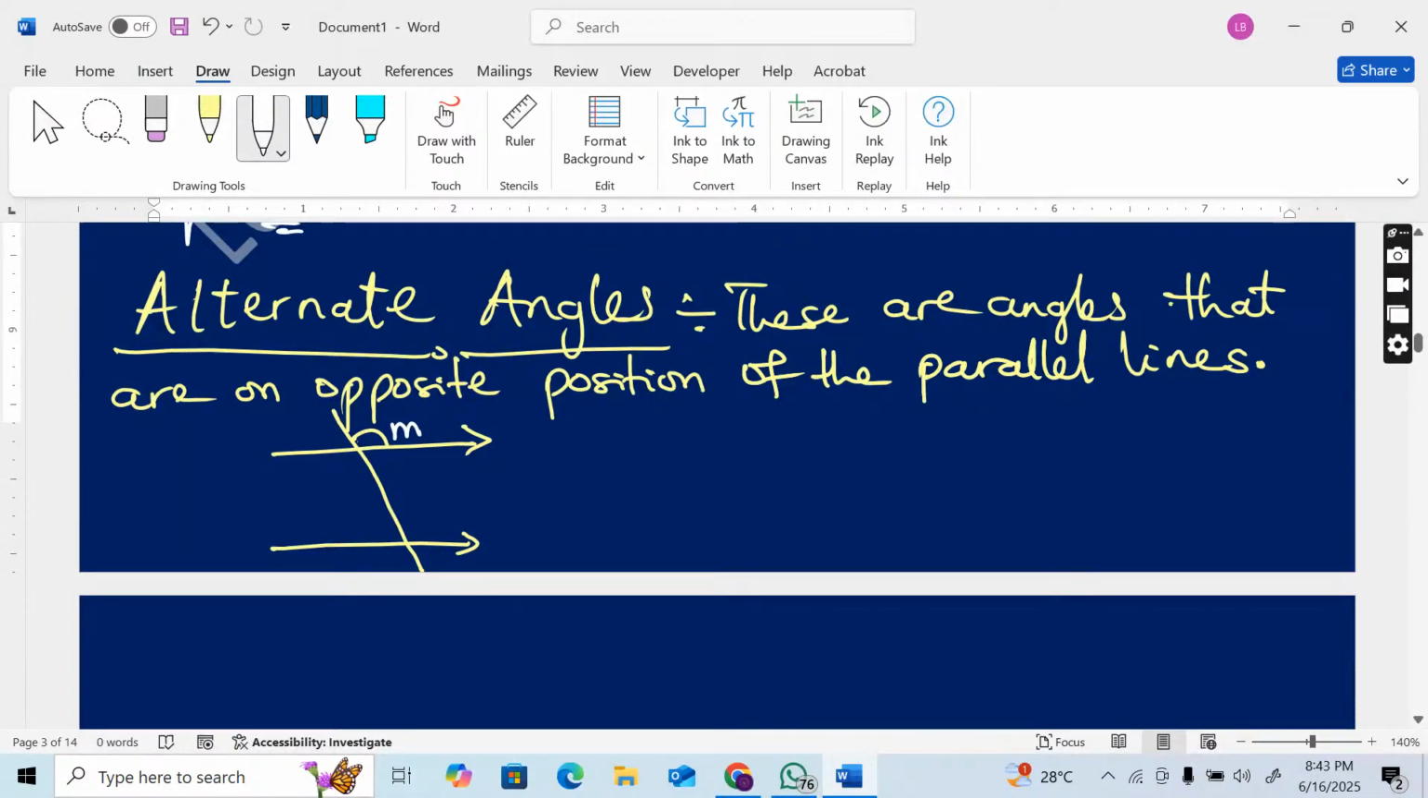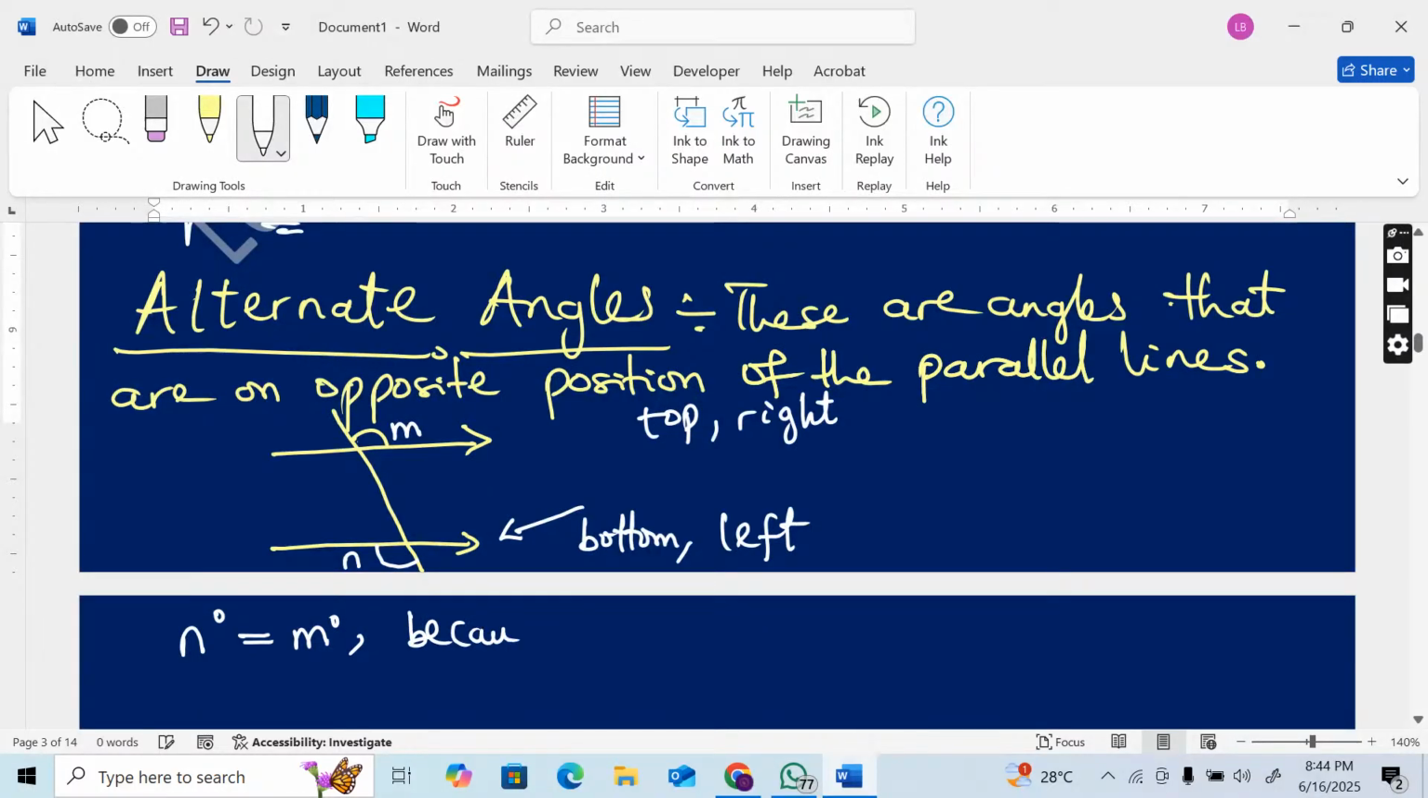It's on the right. So if I have top and right, on the second parallel line down here, I'll have to look for the bottom of the parallel line and the left side of the transversal. So this will be where I'm going to place the next angle that will be alternate to M. So angle n degrees is equal to m degrees. Alternate angles are equal, all right, because they are alternate angles.